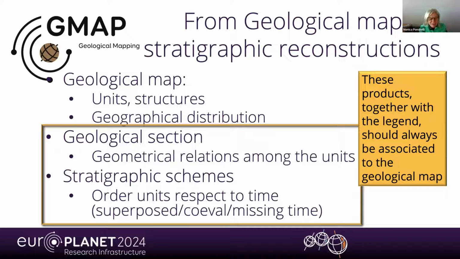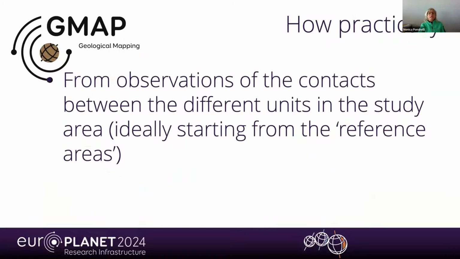This is important. Maybe you can have different kinds of representation, different kinds of sketches. Maybe you can use sketches and not the geological section, sorry. You can use different stratigraphic schemes, but in any case, this information should be present. And how can we do this? How can we practically derive stratigraphic information from our map?